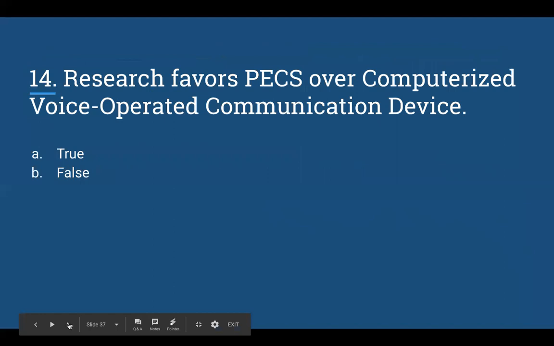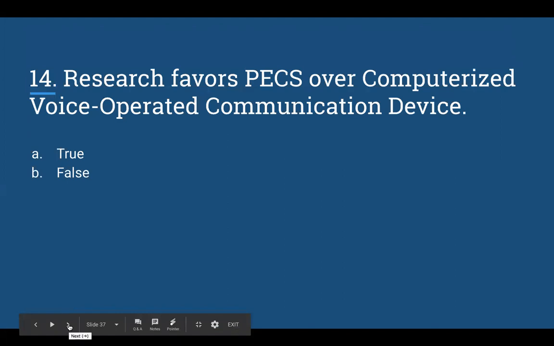Research favors PECS over computerized voice-operated communication device. True or false? I never heard this one before. We already know what PECS are. We were talking about it, right? So it's the exchange and the other one. Does anybody think it's true? I say false. I know research favors PECS over sign language, but I don't know that research favors PECS over computerized voice-operated.